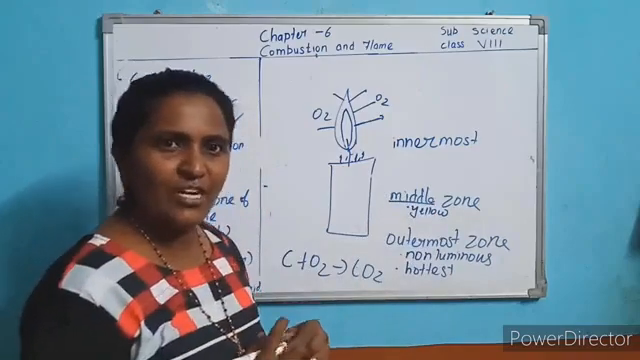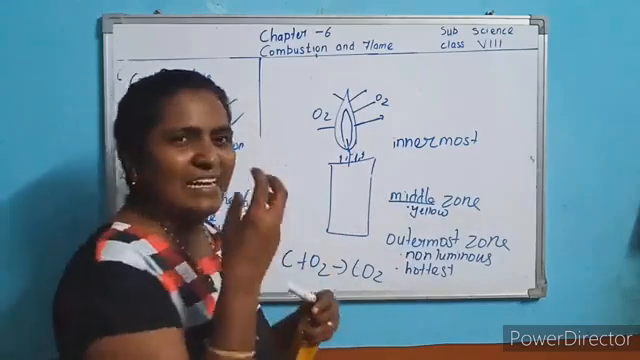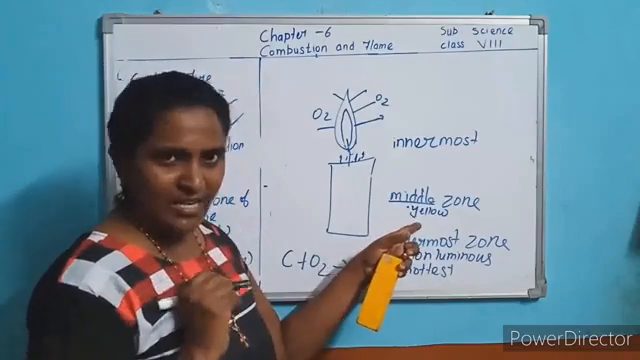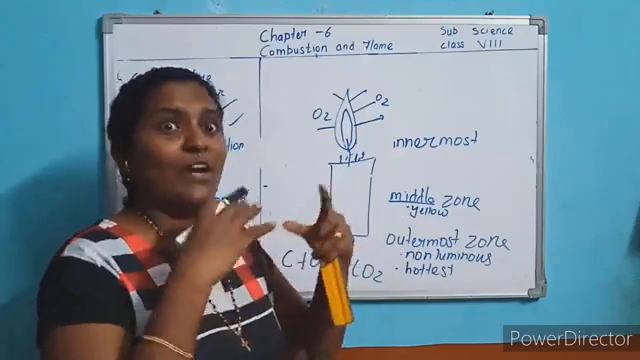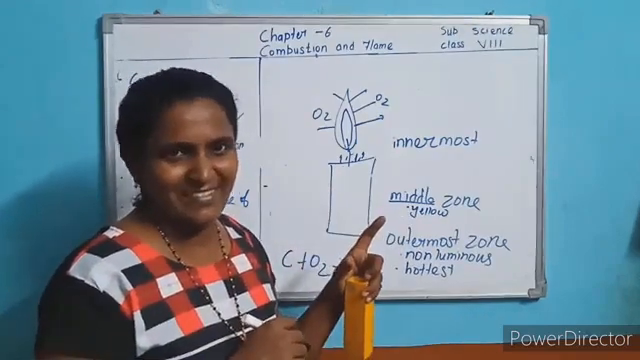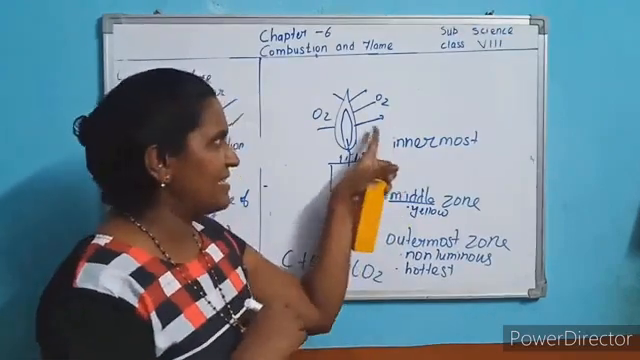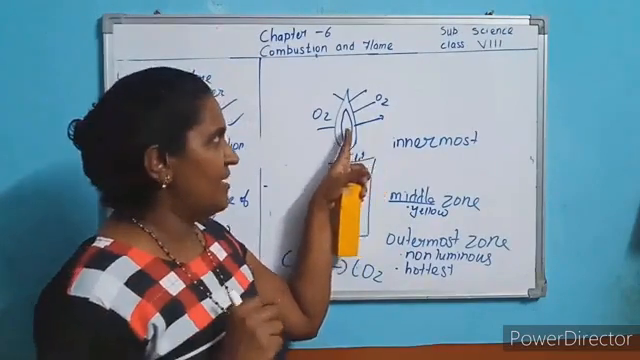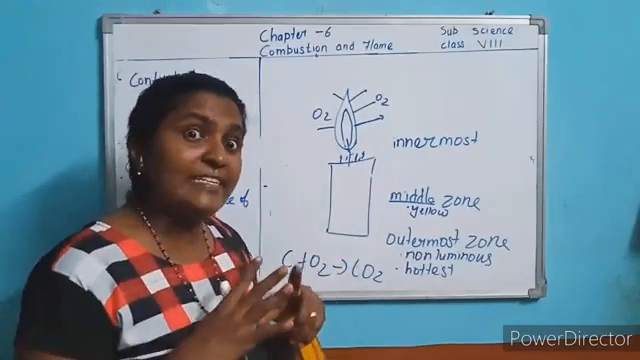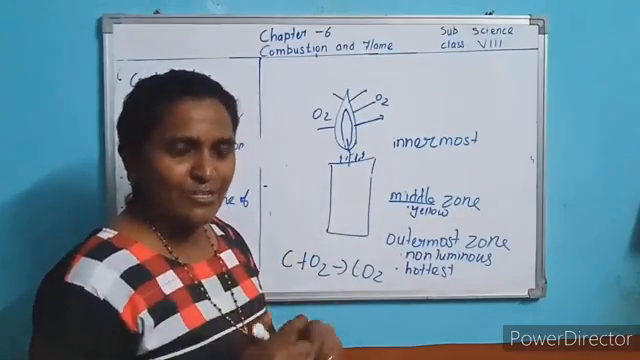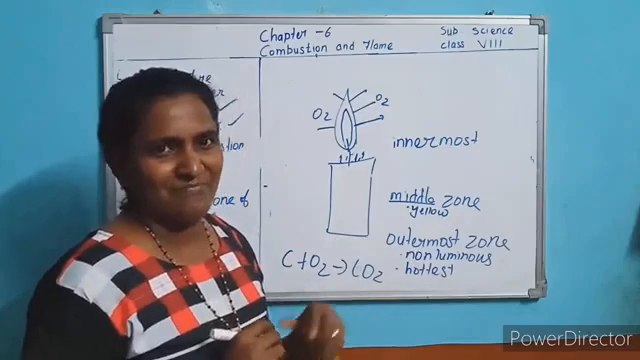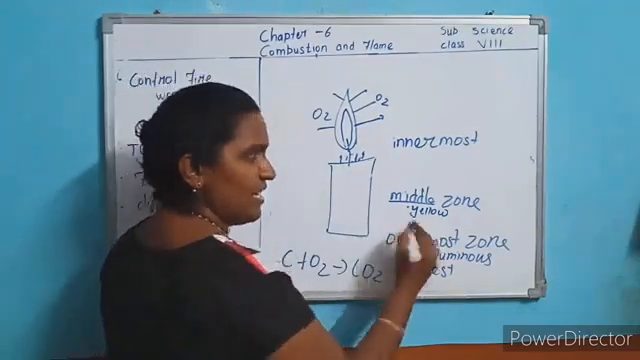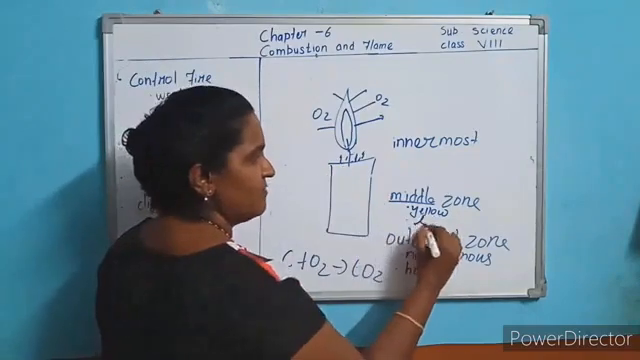The middle layer is yellow in color. It gets less amount of oxygen to burn. Understood? It is yellow in color and it gives more light, so it is called luminous. It gives more light than the outer layer. The outer layer is the hottest layer, and the middle layer gives more light. So it is the luminous flame. This zone is called the luminous flame. So the middle zone is called luminous.